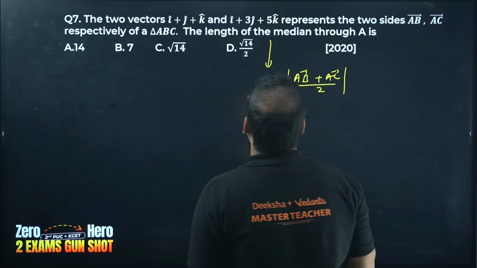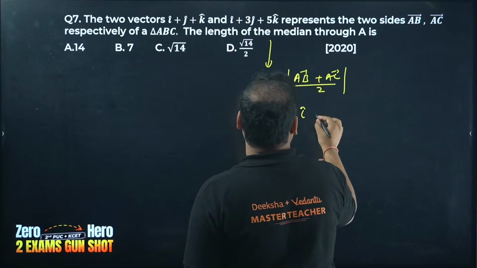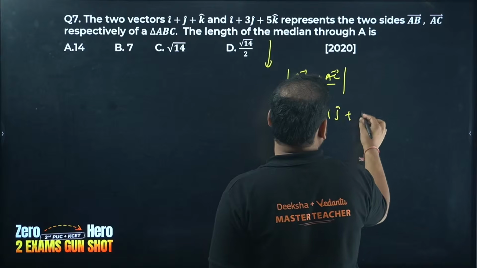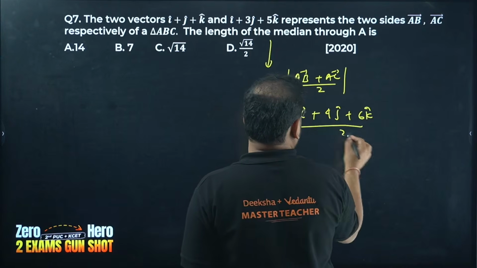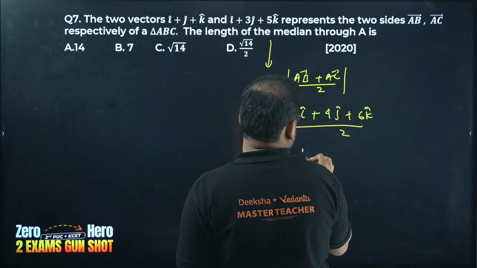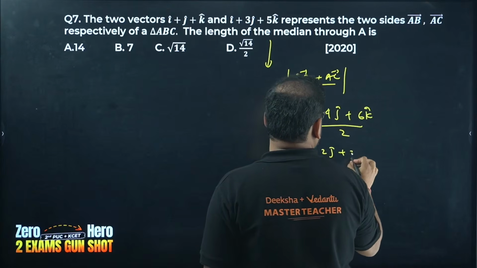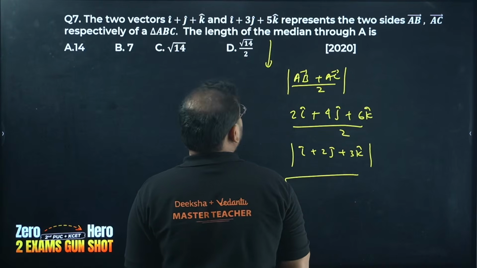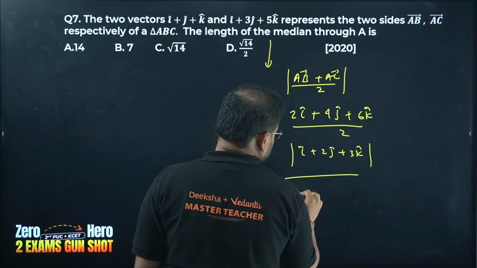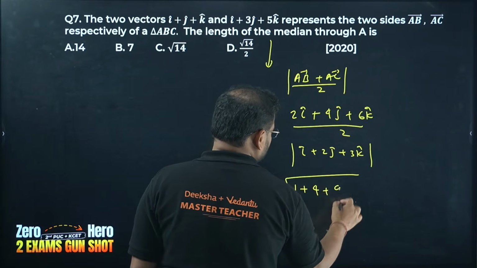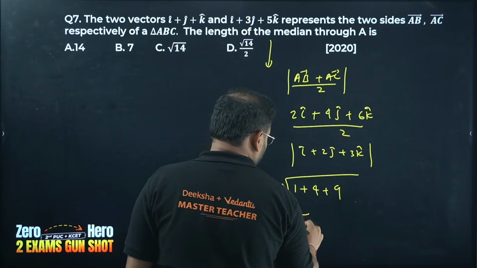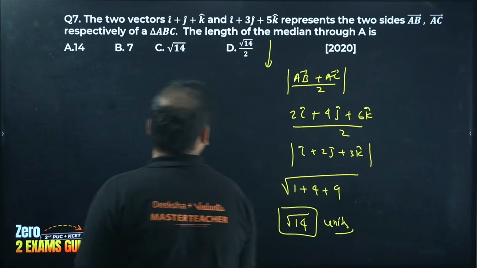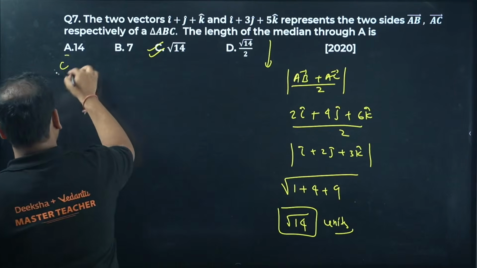Find that then. I plus I is 2I, J plus 3J is 4J, and 5K plus K is 6K, by 2. What are you going to get for this? You'll have the value as I plus 2J plus 3K. Modulus for this, you'll have the answer as length of the median. You'll have the answer as 1 plus 4 plus 9, which is root 14. Root 14 units. Option C is correct.